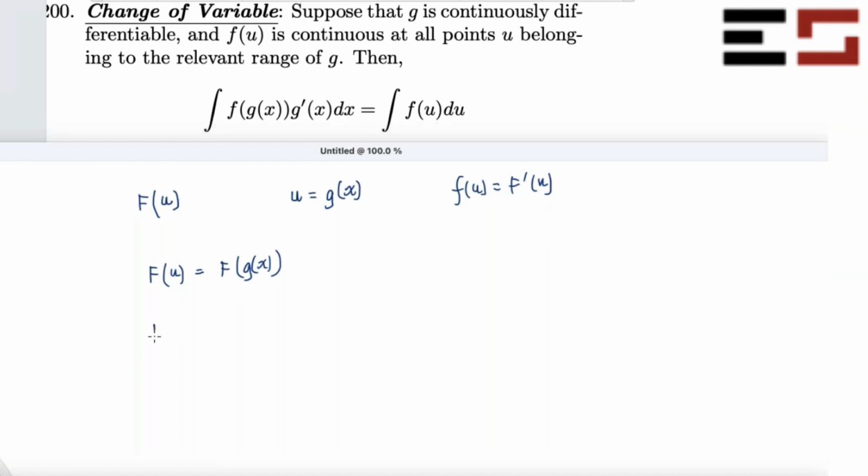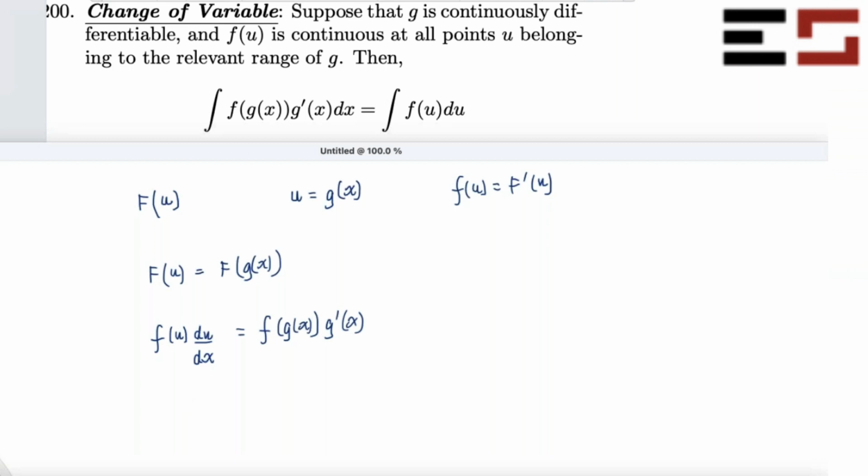So what am I going to get? F prime u. What is F prime u? It is a small f of u, right? So f of u into du by dx. I've just applied the chain rule on the left hand side. Now I'm going to apply the chain rule on the right hand side, and I'm going to get small f of g of x into g prime x. Yes or no?